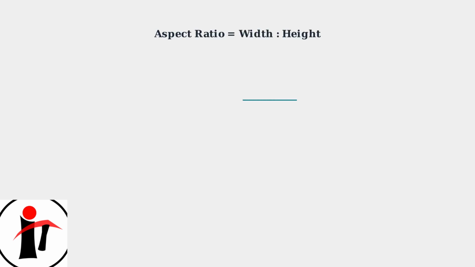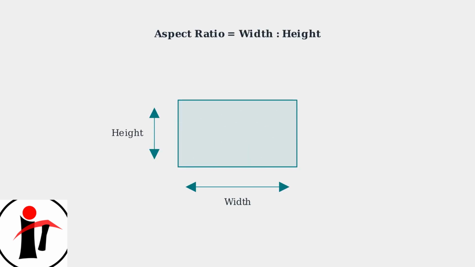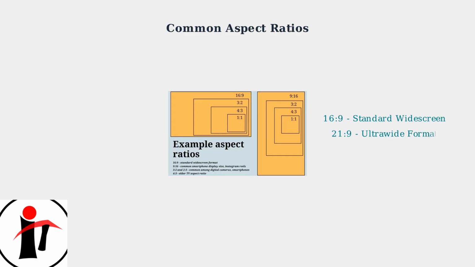Aspect ratio is the proportional relationship between the width and height of your monitor's display. Understanding this concept is essential for optimizing your Sceptre monitor's visual output. Common aspect ratios include 16 by 9 for standard widescreen displays, 21 by 9 for ultra-wide monitors, and 4 by 3 for traditional formats. Each ratio serves different purposes and viewing preferences.